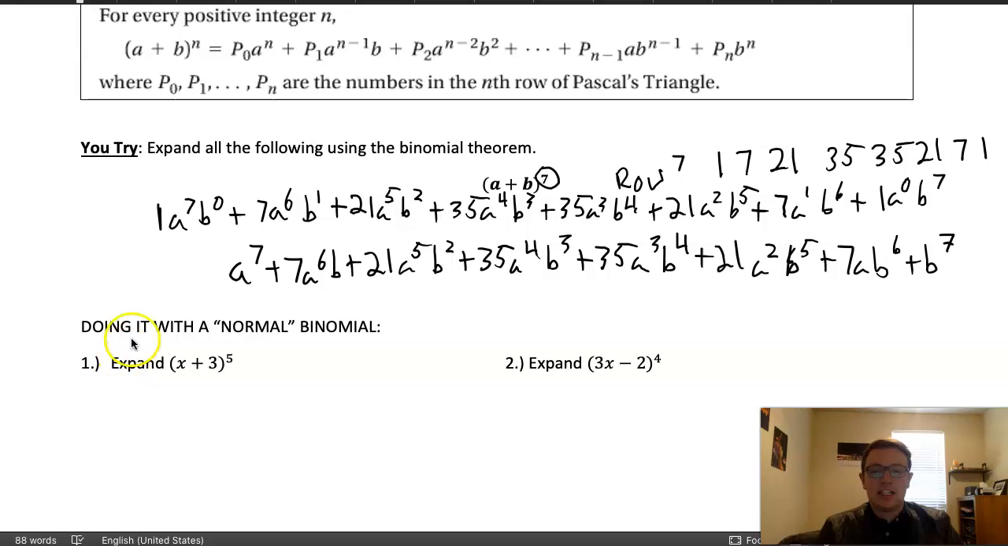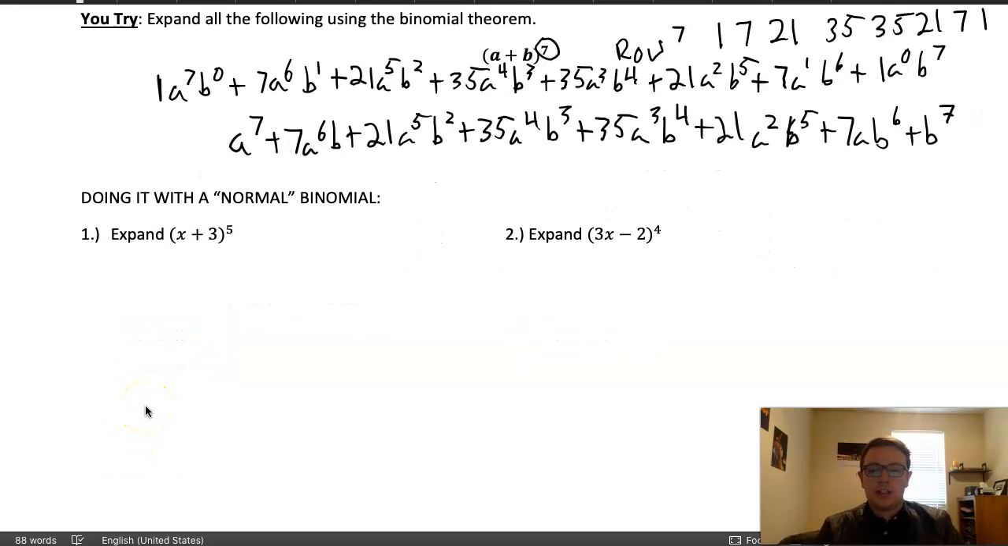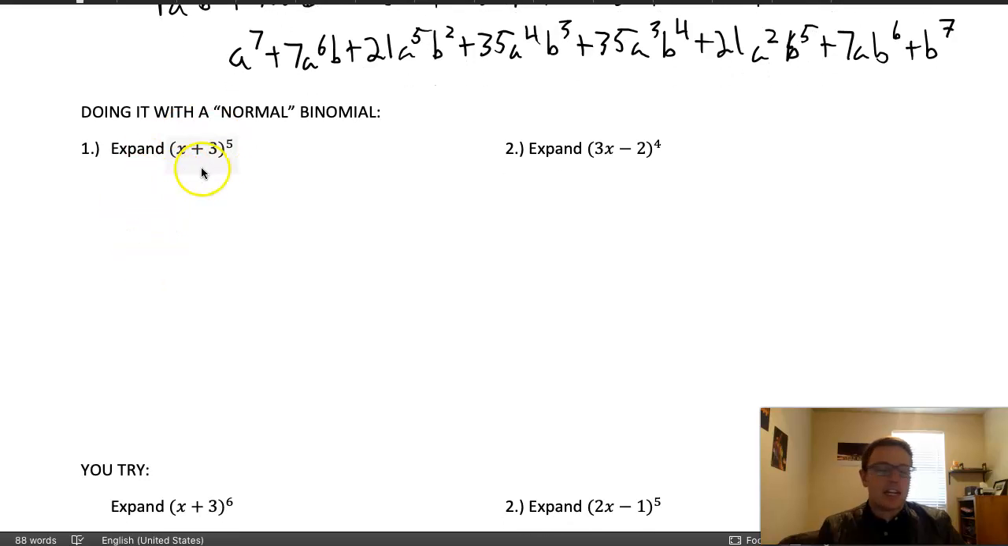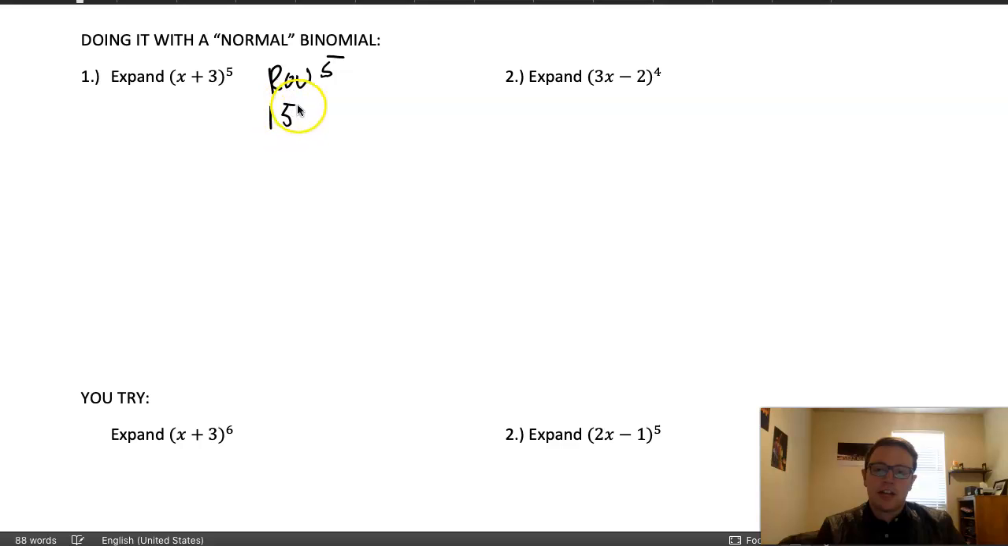So that's the basic idea. Now we're going to try to do this using normal binomials. So instead of just having A and B, we're going to have actual variables and values to deal with. We're going to start by expanding x plus 3 to the 5th. We're going to go back to our Pascal's triangle to find out what we're doing. We're using row 5 because that's the power of our degree. Row 5 reads 1, 5, 10, 10, 5, 1.